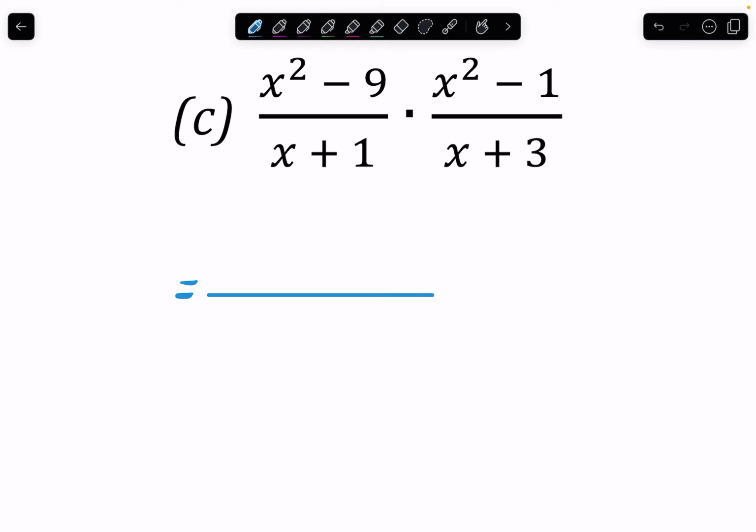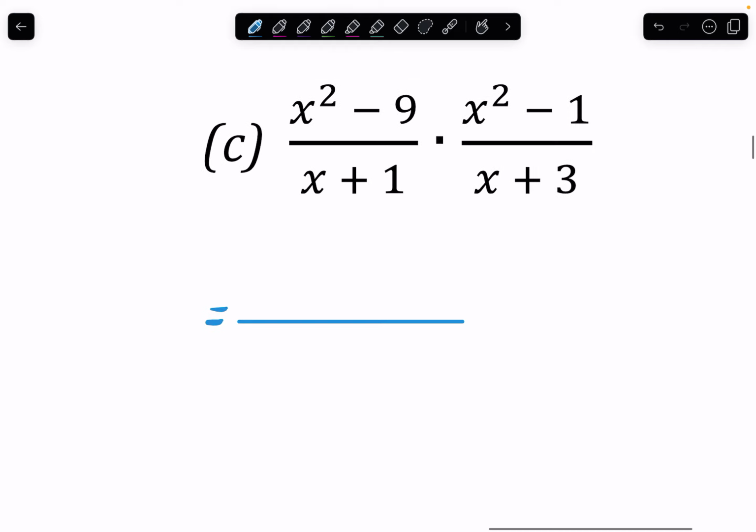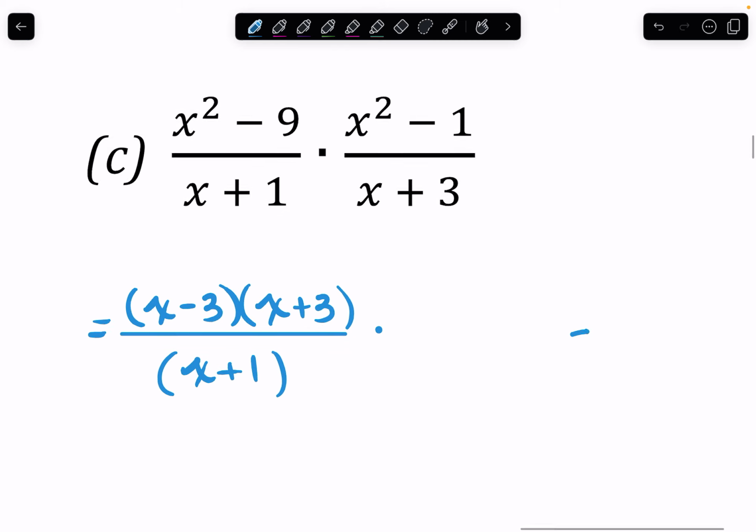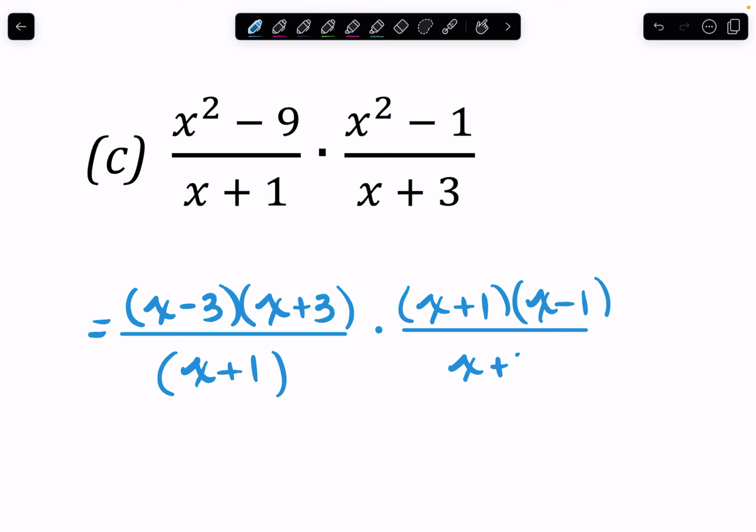So first numerator is x squared minus 9. From our factoring, that is our difference of squares. So that is going to factor to x minus 3 times x plus 3. Its denominator, x plus 1, there's no common factor. It's not a power of x, so it is already factored. So I'm going to put it in a set of parentheses to show that it's factored. Second numerator is also a difference of squares. It factors to x plus 1 times x minus 1. And the denominator, x plus 3, is already factored, so we're going to give it its own bubble as well.